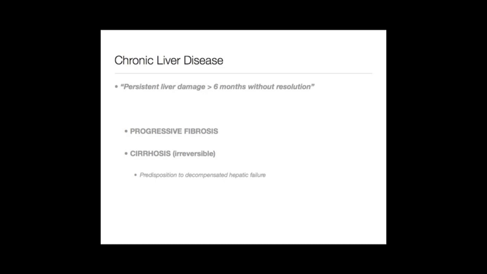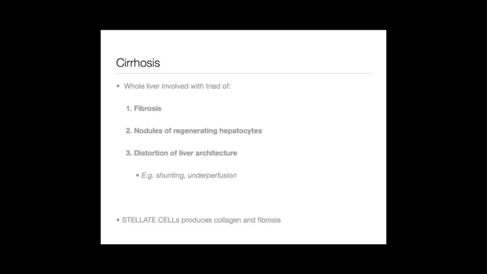And it is when you have that irreversible damage that you actually begin to impact on the function of the liver. And if that gets to a point where you exceed the capacity of the liver to perform its normal functions, it will lead to a decompensated hepatic failure. So this is this acute on chronic picture.